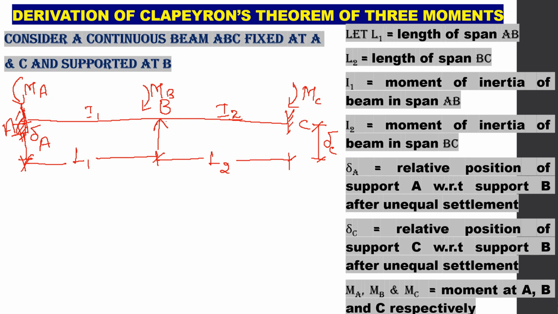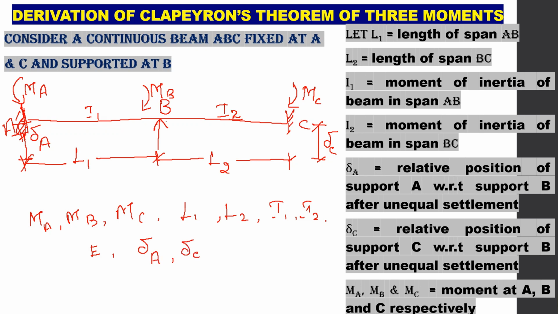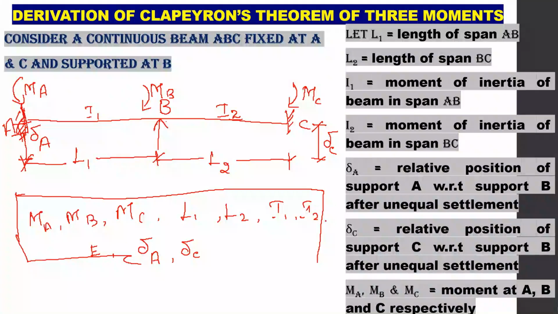Clapeyron's theorem gives us the relationship between these three moments, that is, the relationship between MA, MB, MC, their lengths L1, L2, their moments of inertia I1, I2, then the modulus of elasticity E, and the settlements delta A and delta C. So the relationship between these factors is called Clapeyron's theorem of three moments. That is what we are going to see now.